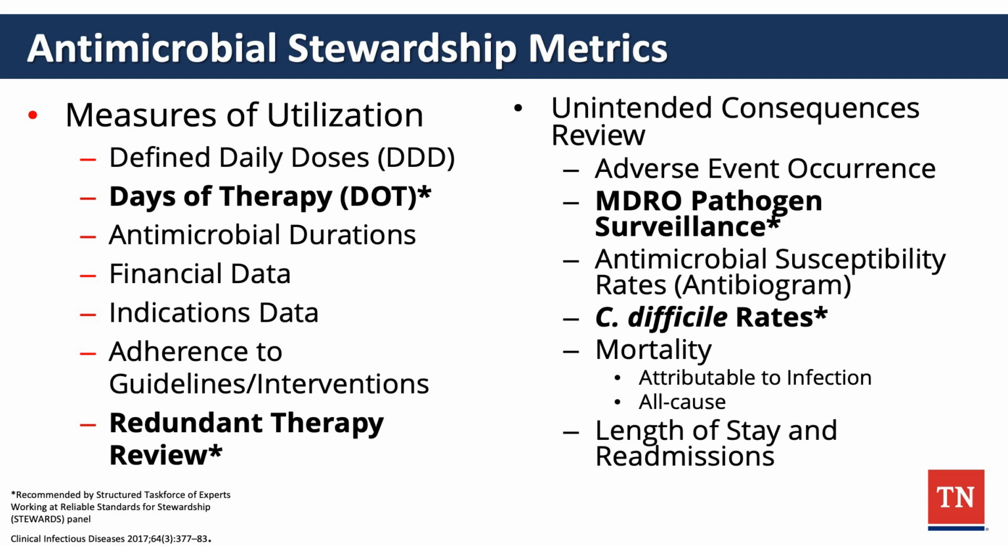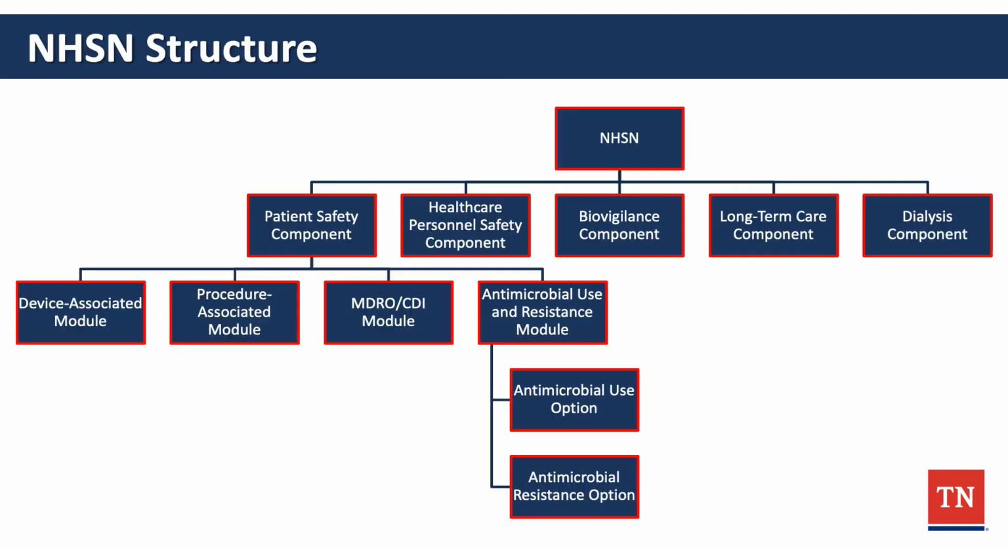Under the unintended consequences review, again, there are lots of things that you could track, and this also gets into less of your process outcomes and more of your outcome-based research. But MDR pathogen surveillance and C. difficile rates are ones that most facilities are already tracking and do have some meaningful utility to the stewardship program. So, which brings us to NHSN.